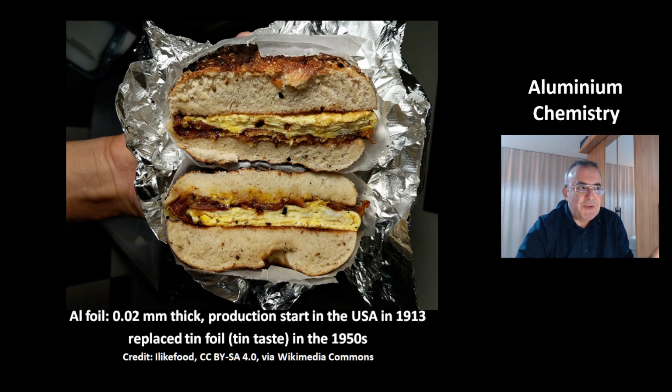This is a picture of aluminium foil. It has a typical thickness of 0.02 millimeter. Its production started in the USA in 1913, and aluminium foil replaced tin foil in the 1950s. Tin foil had the disadvantage: it gave food a tin taste.